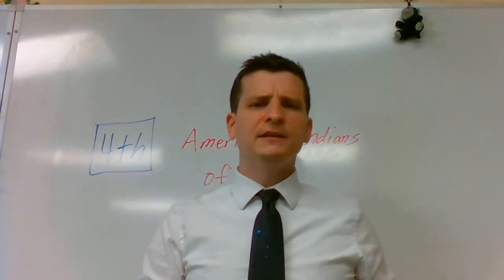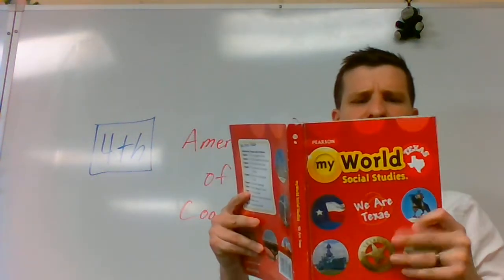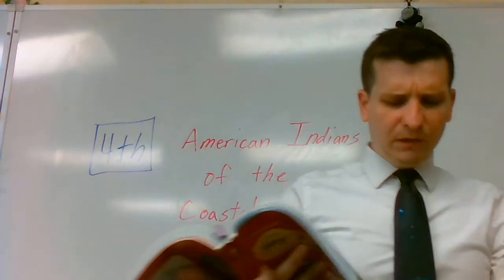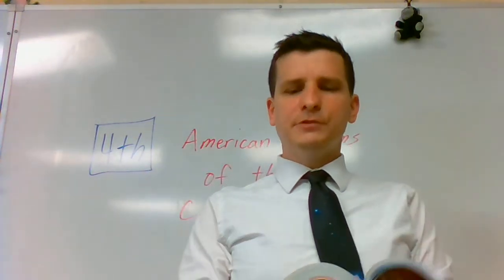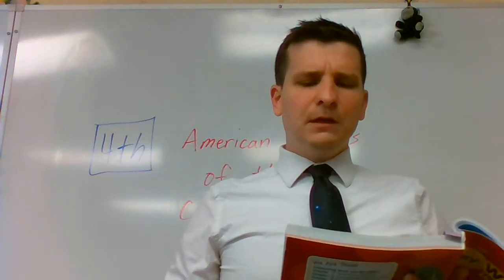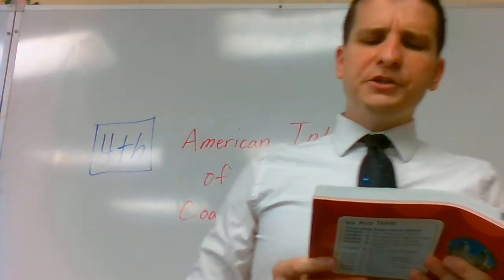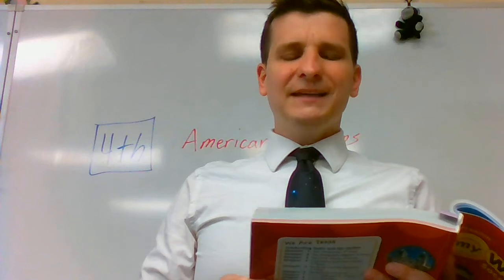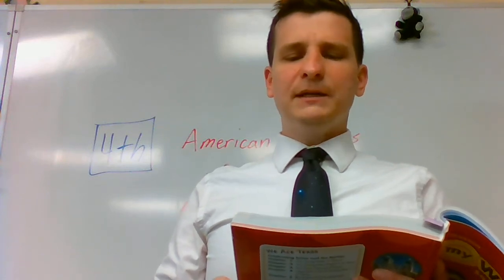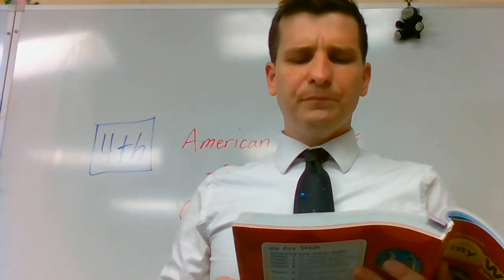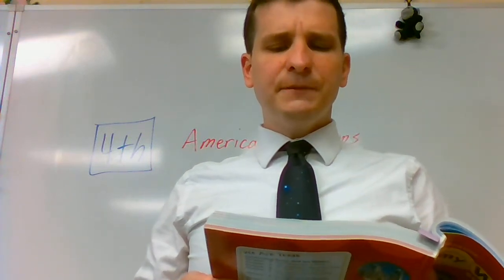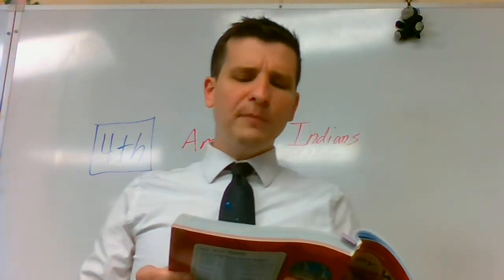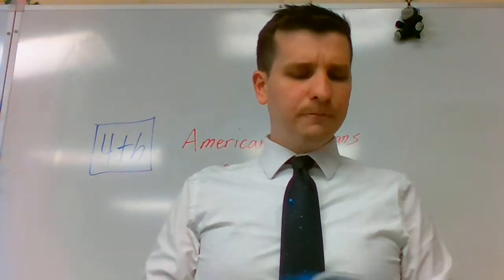All right, fourth grade, let's go ahead and look at our social studies. So we are on page 112, American Indians of the Coastal Plains. Our Unlock the Big Question: I will know what life was like in East Texas for American Indians long ago. We've got four vocab terms for this lesson: Confederacy, reservation, nomad, and dugout canoe.